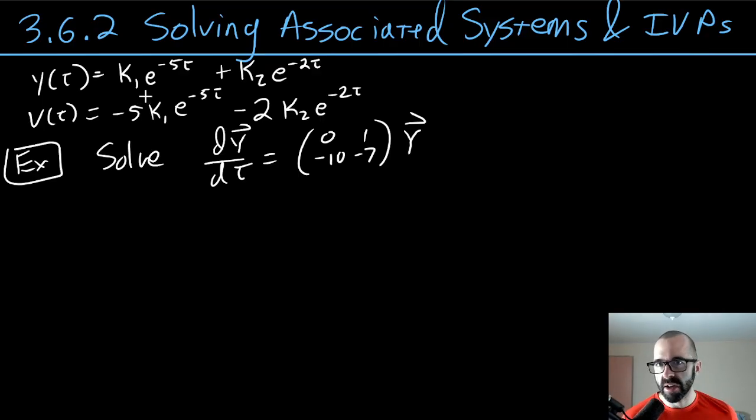Maybe this will have repeated real roots. Maybe this will have distinct real roots for the characteristic polynomial. Maybe this will have complex ones. Pause the video right now. Solve this system using techniques of chapter 3.